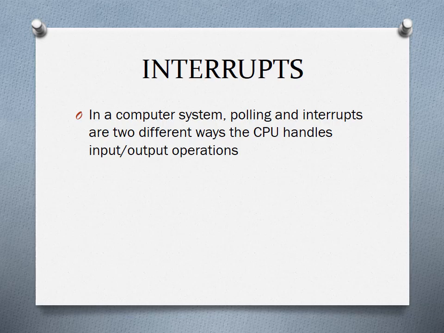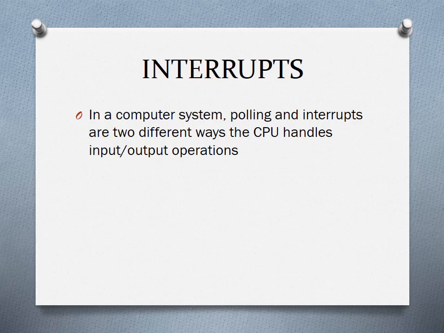So what is an interrupt? Whenever an external device needs service of the processor, it makes a request. That is called an interrupt. Actually speaking, the processor can service the devices by two methods. One is called polling, and the other is called interrupt.